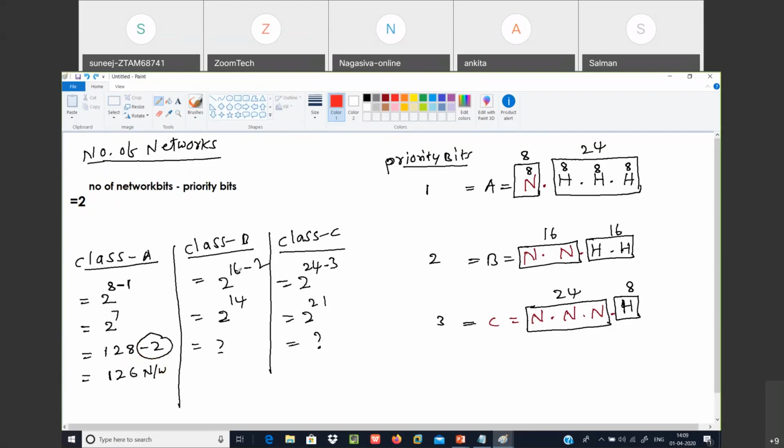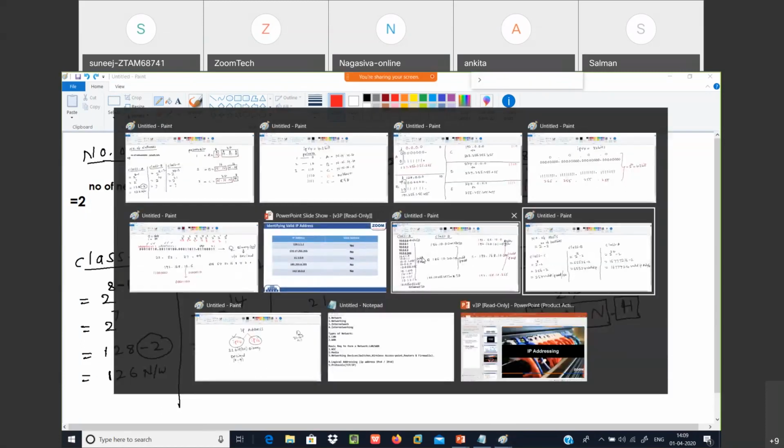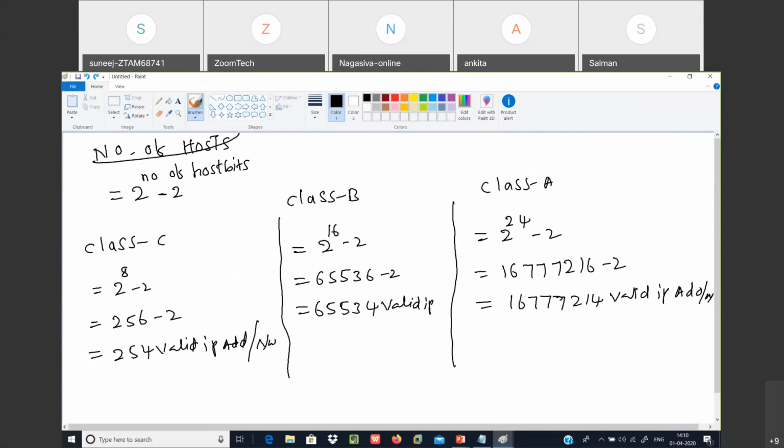Class B: 2 power number of network bits, 16, minus priority bits 2, so 2 power 14 networks are available, with no minus 2 in class B and class C. Total 2 power 14 in B and 2 power 21 in class C are valid. Similarly, for the number of hosts calculation, the formula we use is 2 power number of host bits minus 2. Class C example: 2 power 8 minus 2, 256 minus 2, so 254 valid IP addresses per network.